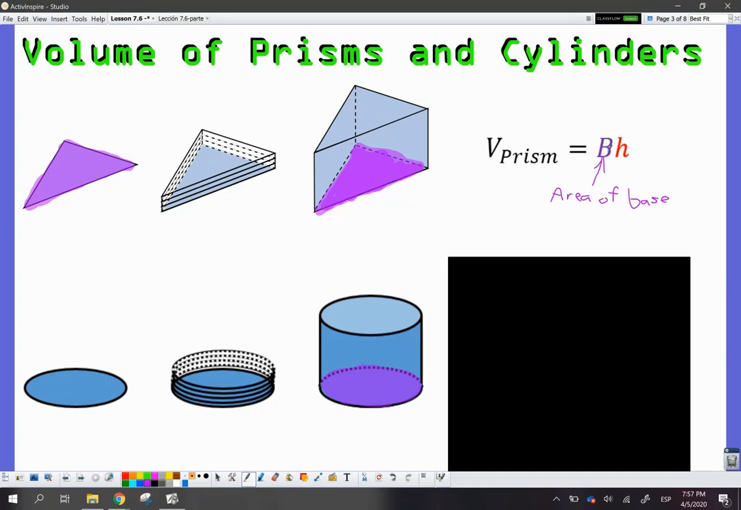This capital B is not just a base. You're not going to have just some numbers there. You have to find that capital B first, that area of the base. So in this case, since I have a triangular prism, I'm going to need to find the area of this triangle at the bottom. The H here doesn't represent the height of the triangle. It represents the height of the prism.